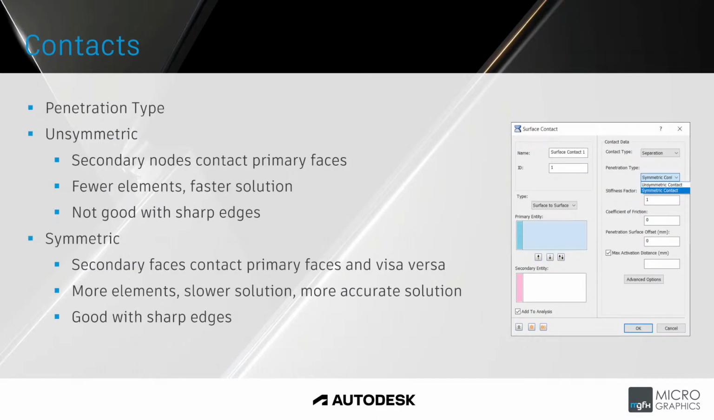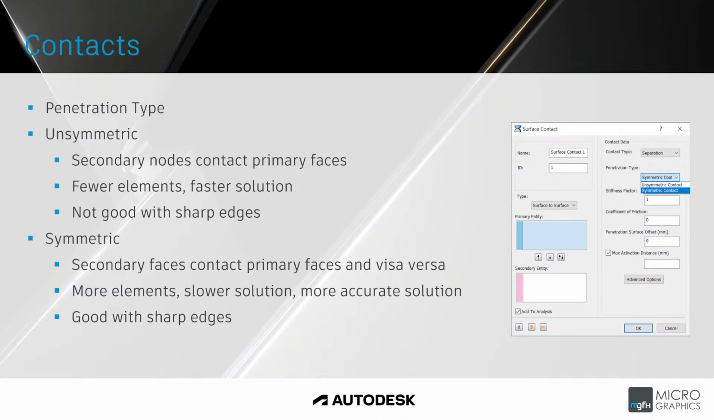One thing I do get asked about is symmetric contact versus unsymmetric contact. That's just how the two surfaces interact with each other. Something to keep in mind is that with unsymmetric, your secondary nodes contact your primary faces, so depending on what you select first, will either be primary or secondary. With unsymmetric, there are fewer elements to calculate, so it is a faster solution, but it's not very good with sharp edges.